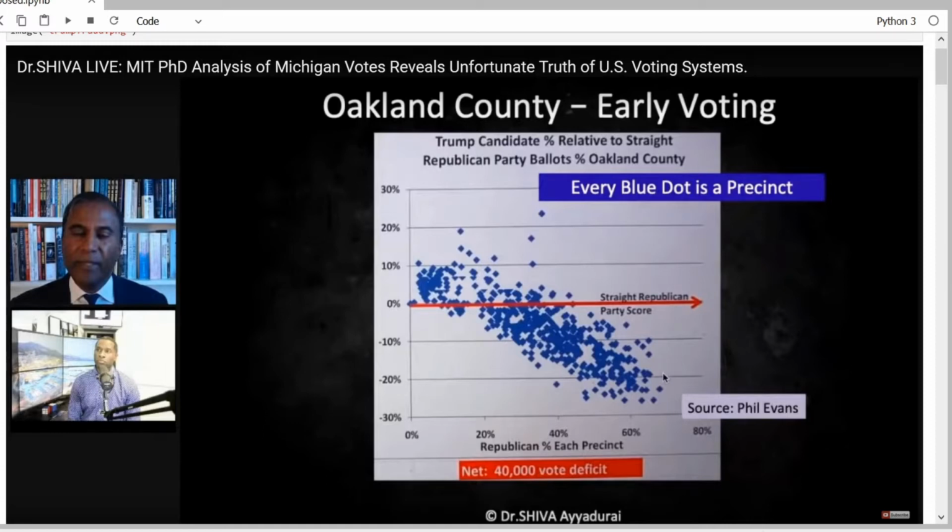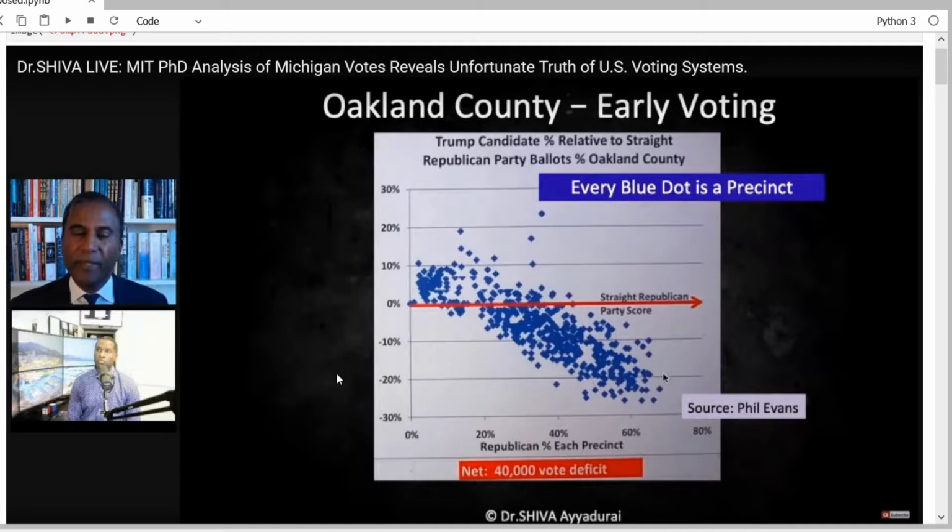Okay, so about a week ago, Dr. Shiva Ayadurai made this video claiming that there was election fraud in the 2020 election in Michigan. So he showed this data here illustrating what he was claiming was fraud. Now, you can look at the video if you want in more detail. I'll just explain it in a very brief way.